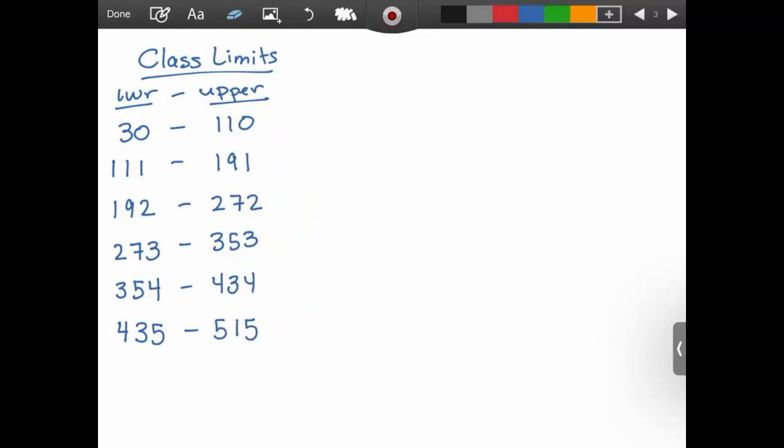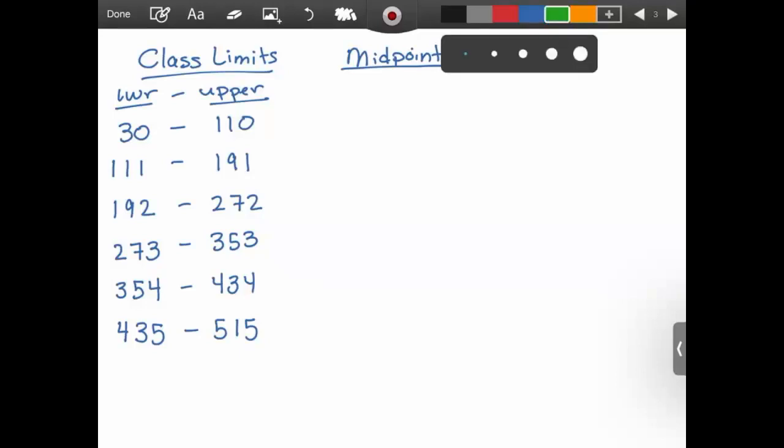Okay, let's talk about two more ways in which we can talk about what essentially is going to be the x-axis of our histogram, what we're going to label these groups as. So this was the first method, something called class limits. Another method that's commonly used is something called midpoints, which is just the middle number of your group. So it's going to be a single number describing the group. So for this first group, 30 to 110, if we just average those two numbers, that will give us the midpoint. So if we do 30 plus 110 and then divide it by 2, that gives me 140. Divided by 2 is just 70.